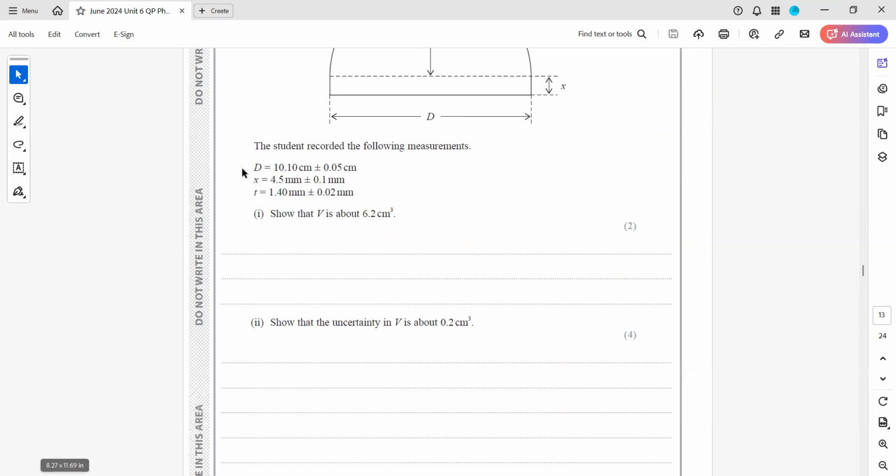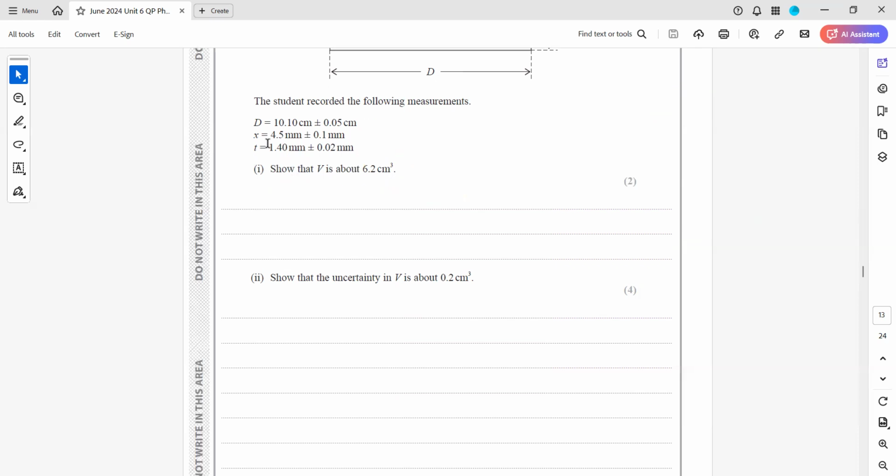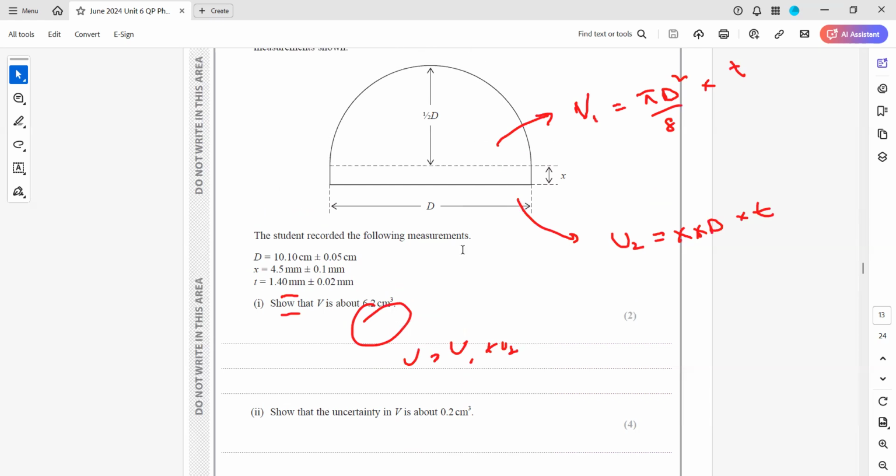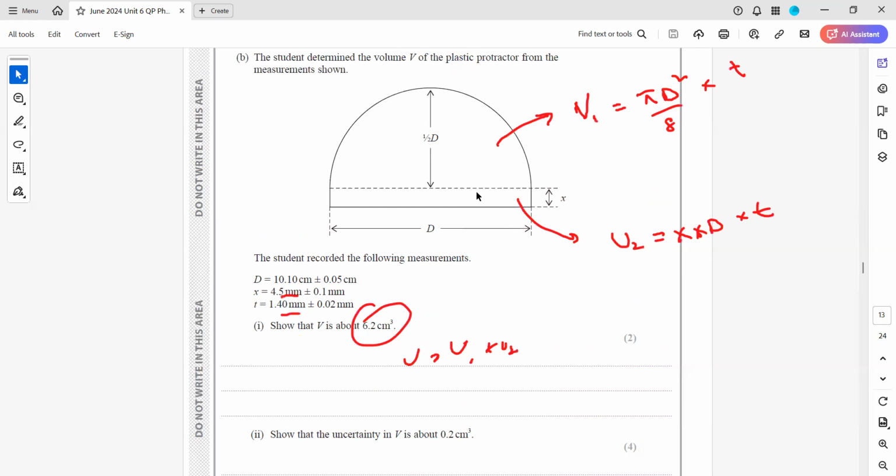The next is to show that the uncertainty is about 0.2. How to work out the uncertainty? How did we get the volume? As you can see, we got the volume from V1 and V2. So the total volume V we got by the addition of V1 and V2. How did we get V1? V1 is actually pi d square by 8 into t.